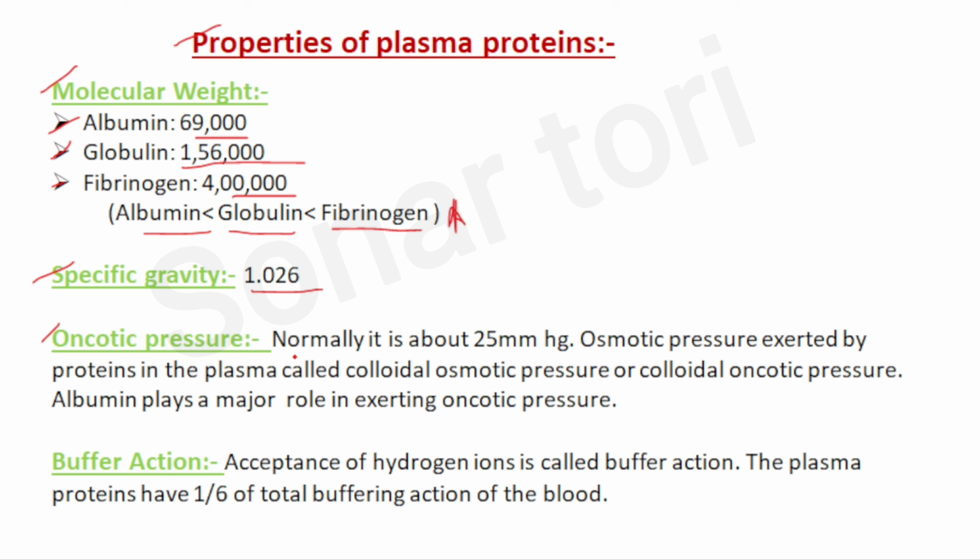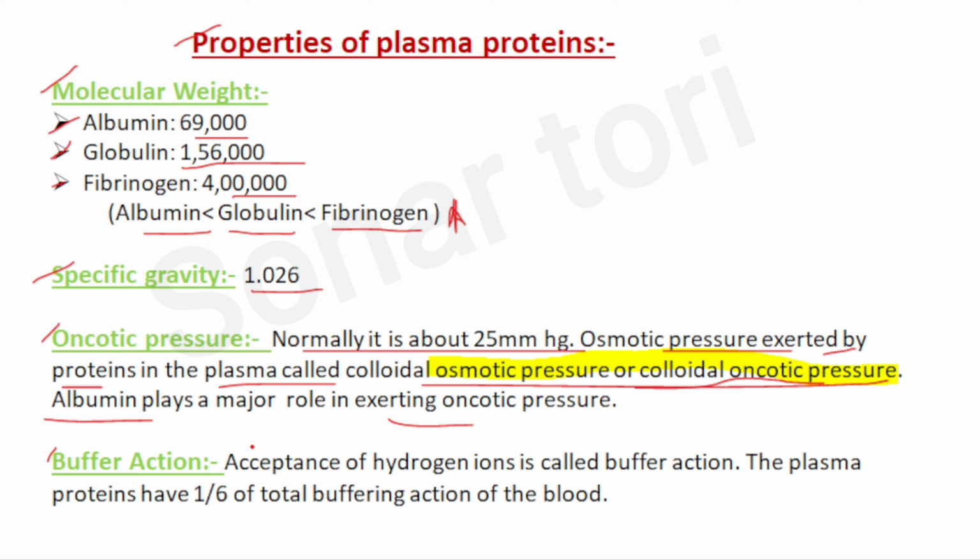Then the third property is oncotic pressure. Normally, the oncotic pressure of blood plasma is 25 mmHg. Osmotic pressure exerted by the proteins in the plasma is called colloidal osmotic pressure or colloidal oncotic pressure. Albumin plays a major role in exerting osmotic pressure or oncotic pressure.